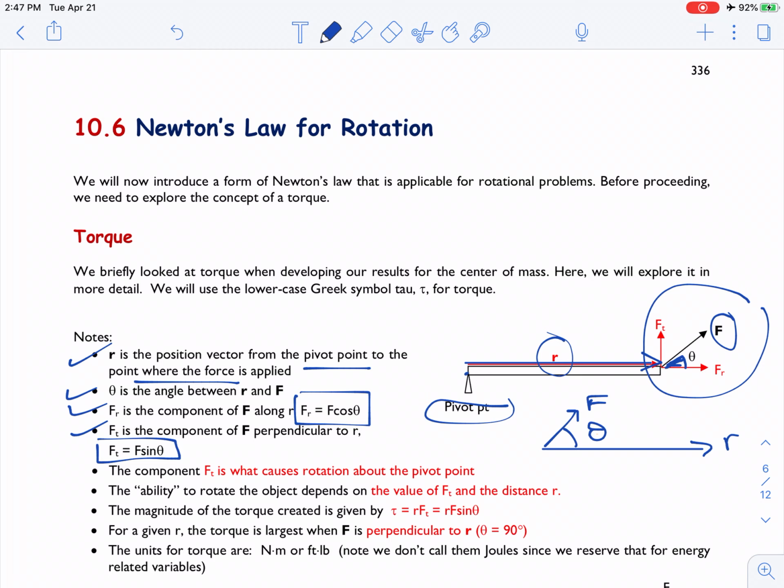Those are the components. Simple vector algebra there, resolving the components. And the component FT, the tangential component of the force, is what causes the rotation about the pivot point. So at this point, I want you to think about something. Think about how you open a door.